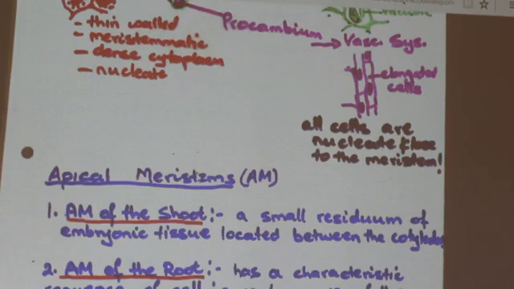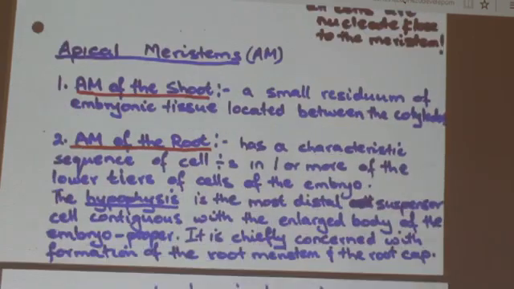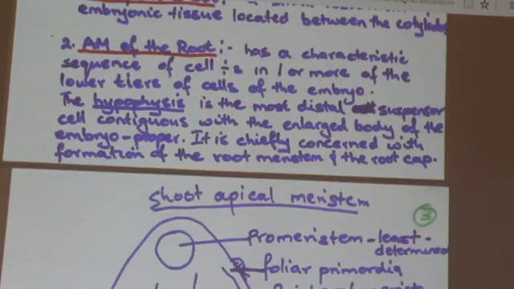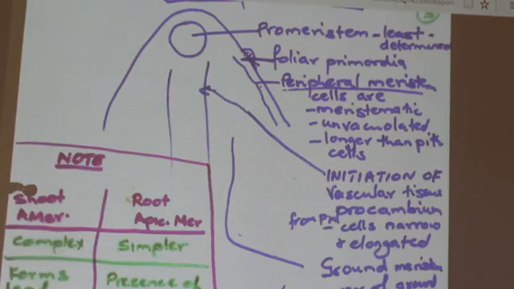Apical meristems, as I've already told you, can be in the shoot or they can be in the root. Details are already given to you here, but please note there are no spaces between cells. Cells are contiguous. Contiguous is a terminology we use when we mean kind of continuous. Okay, now let us look at apical meristems.